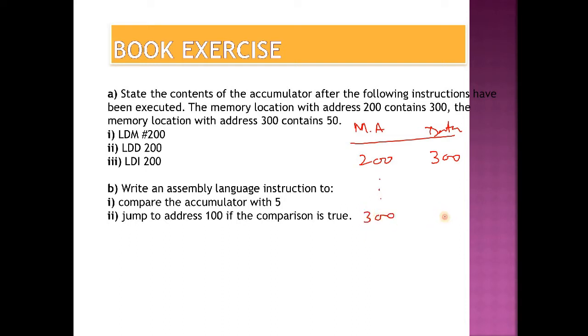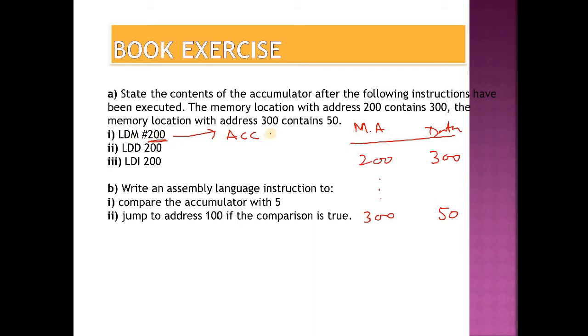So in the first part, it is asking for the command LDM #200. LDM is load immediate. This is a command which is used to load some value into the accumulator. Because M is written and M stands for immediate, it shows that immediate mode has been used. So whatever value has been written will be loaded into the accumulator directly, right? So LDM load immediate 200, 200 will go into the accumulator.